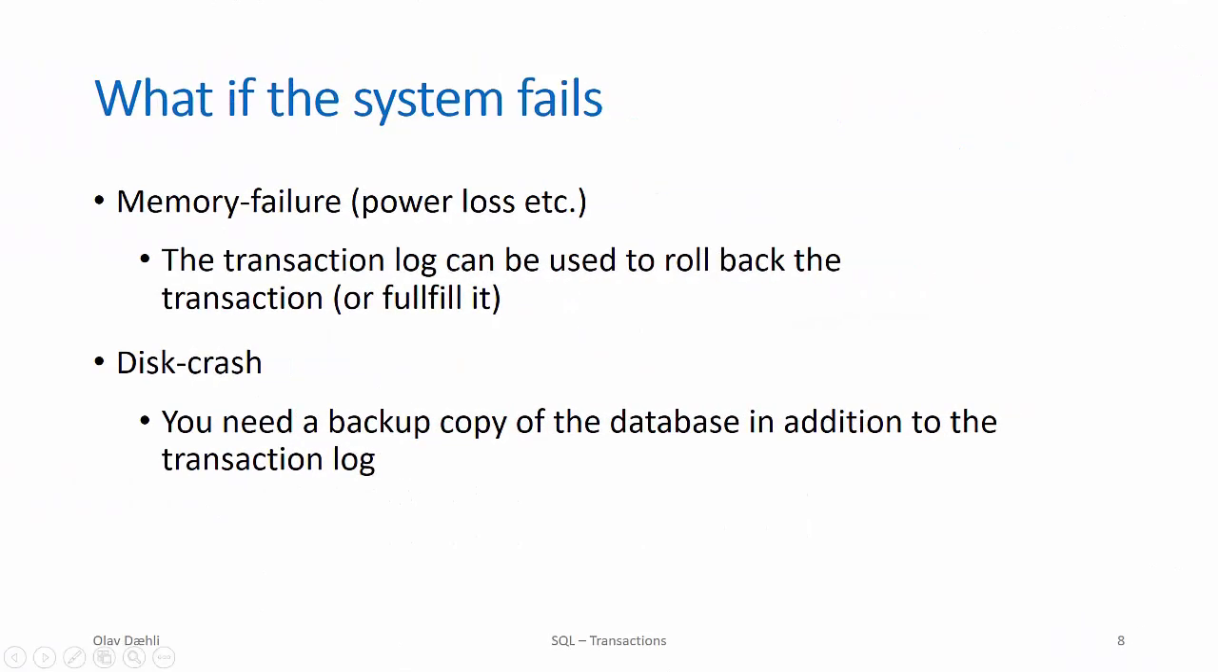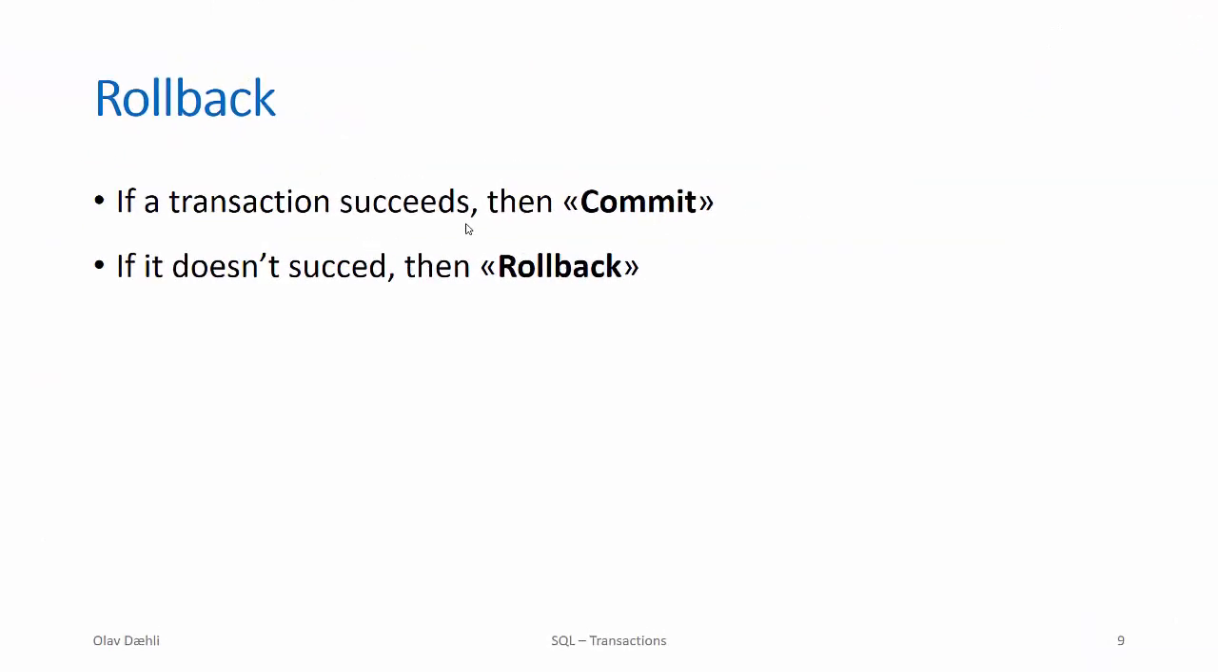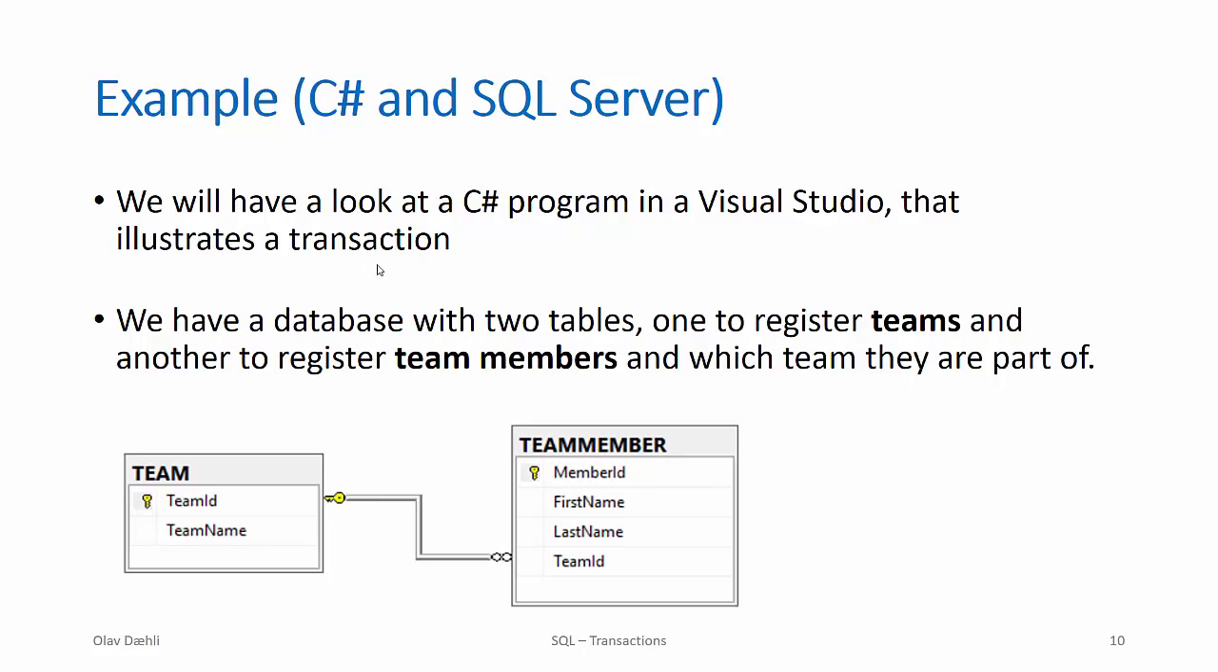Some typical database failure is when we have, for instance, a power loss, which leads to a memory failure. Then the transaction log can be used to roll back the transaction or redo it, which means fulfill it. But if you have a disk crash, then you need a backup copy and need some other ways of restoring the database. But that is not something we look into in this lecture. If a transaction succeeds, then we have a commit, and if it doesn't succeed, we normally have what we call a rollback.